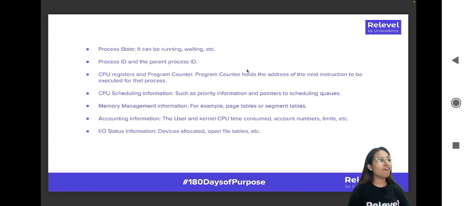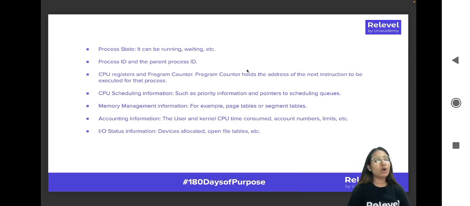Along with that, we have process ID as well. What is process ID? Process ID is basically a unique identification for each process in the operating system. So in your CPU, there might be a lot of processes that we are trying to execute, right? So we need to make sure that we are able to uniquely identify each and every process. So we do that with the process ID.